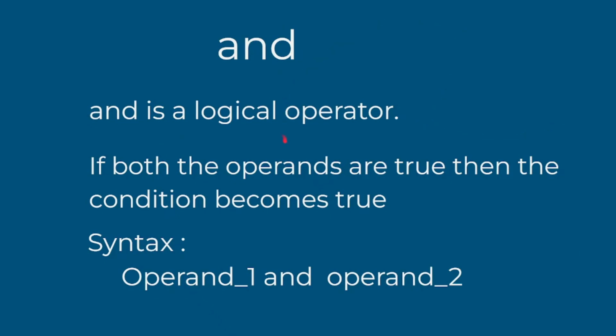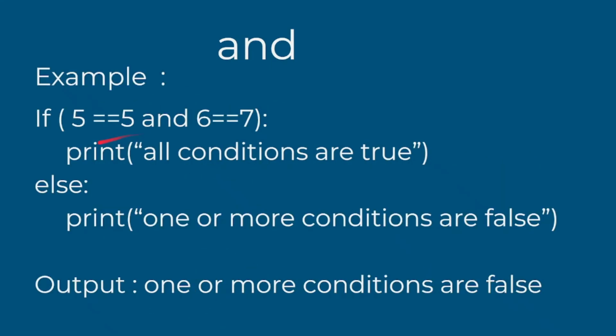And is a logical operator. If both the operands are true, then the condition becomes true. Otherwise, the condition becomes false. You can see the syntax of AND here, operand 1 and operand 2. Here, the operands can also be conditions. Let us see one example.